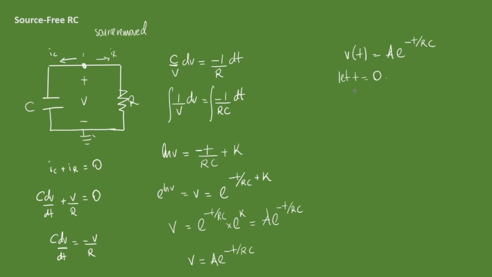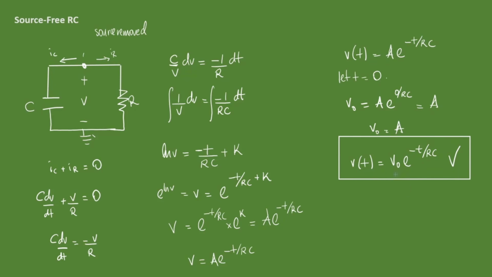So when T equals 0, V of T becomes V naught, and that equals A times E to the 0 over RC. Remember, anything raised to the power 0 becomes 1. So V naught becomes A. We can throw this back into that equation and we end up with V of T equal to V naught E to the minus T over RC volts. So that's how we solve for the source-free RC circuits.